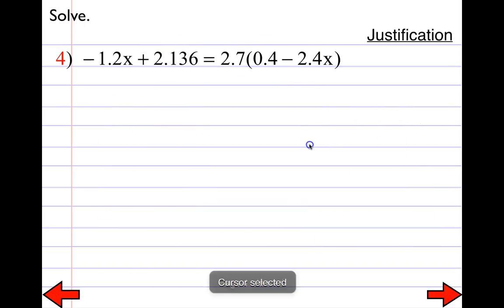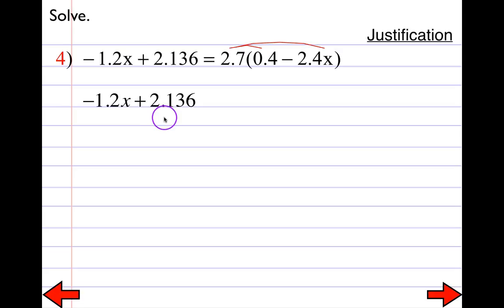So now moving on to example number 4. Once again, go ahead and pause the video, try the problem, and justify each step that you do. Okay, so we're back. Again, we're just going to go through the normal steps. Can I distribute? In this case, the answer is yes. So I'm going to go ahead and distribute the 2 7/10 to both terms, which is going to leave me with this. I'm just going to bring it straight down.